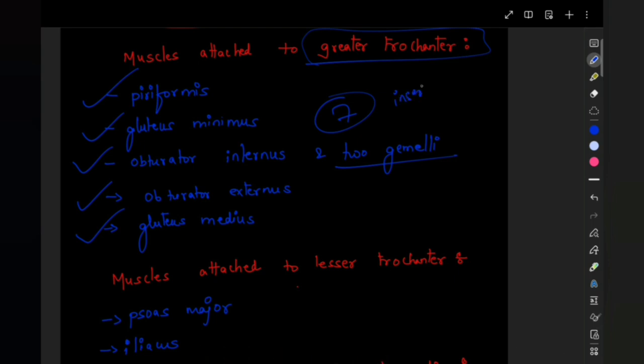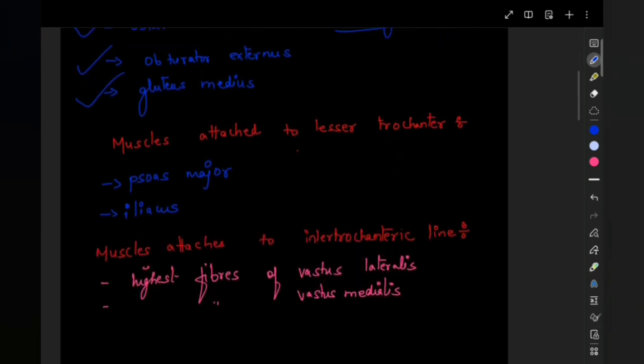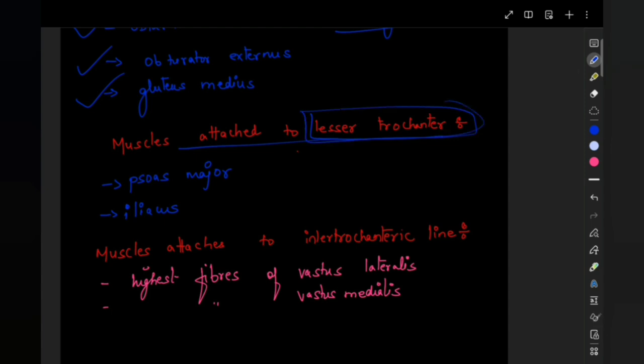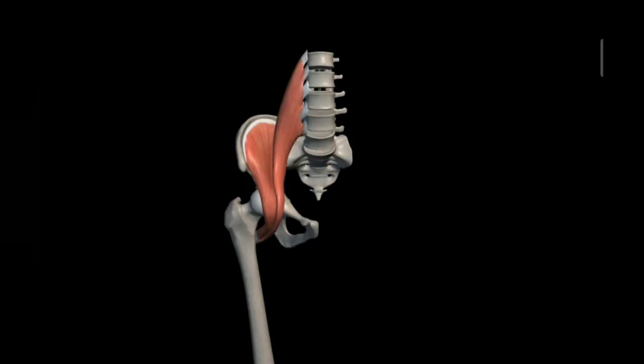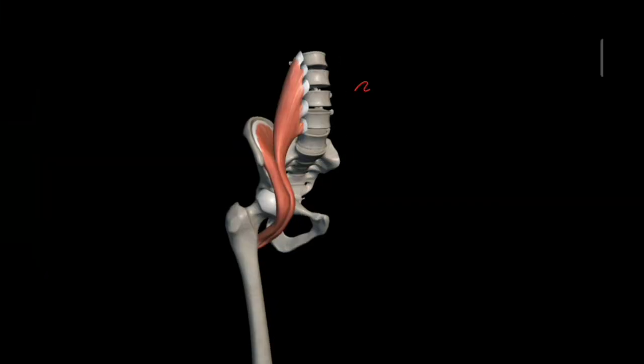So if I am writing something with blue, that means that the insertion of these muscles is taking place on the greater trochanter. Now we are coming down, we are discussing muscles attached to the lesser trochanter. So only two muscles are getting attached, that is psoas major and iliacus. We will be seeing them now. So here you can see this is our psoas major, okay? This is psoas major and this one is iliacus.